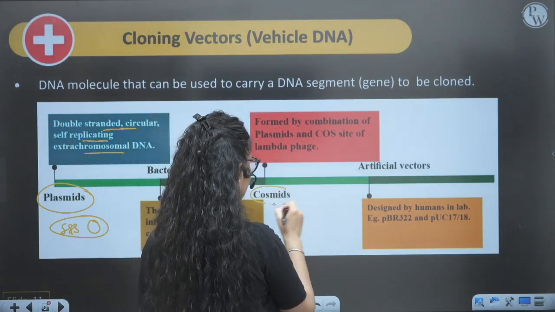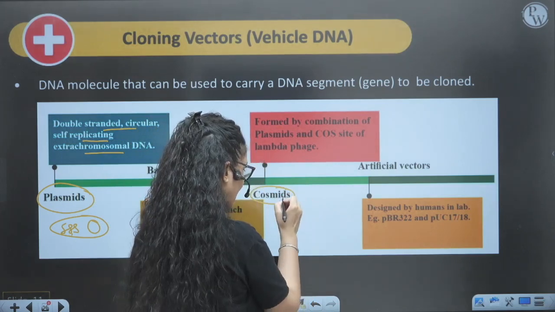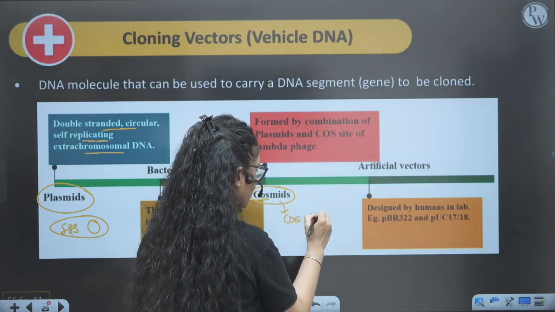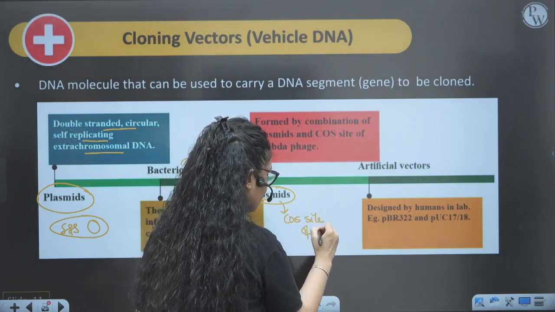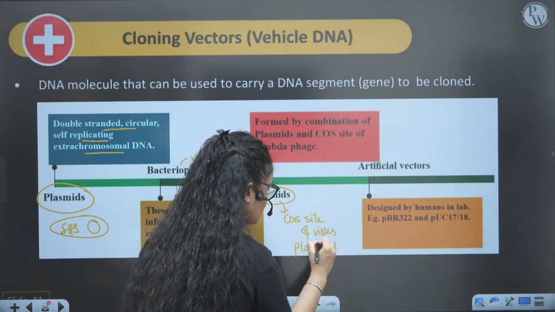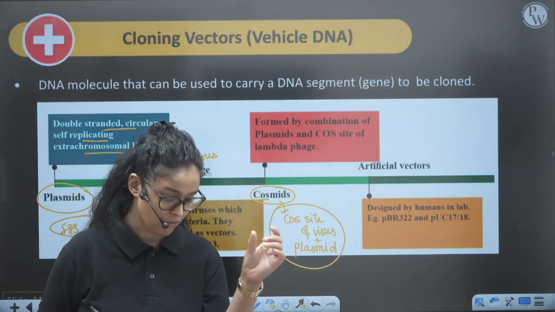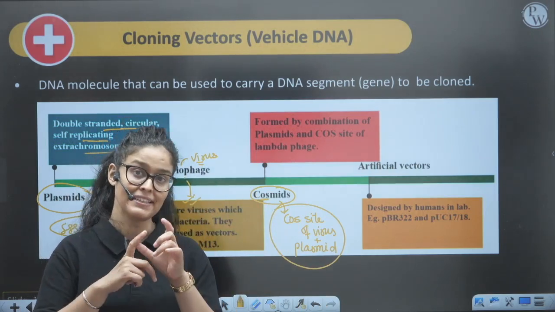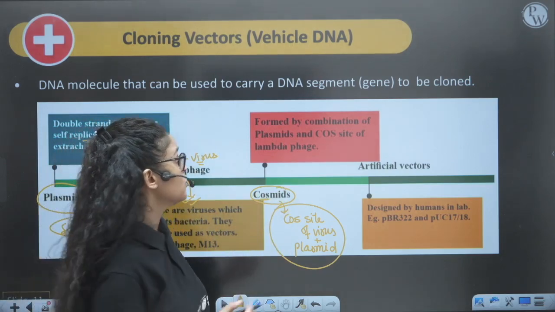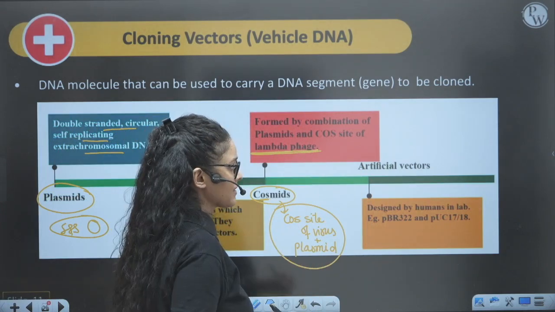Next is the cosmid. Cosmid is actually a combination of two things. One is a plasmid, the other is the cos site of a virus. So the cos site, the cohesive site of the virus, is pasted with the plasmid. We are having a combination of these two. The cos site of the virus is pasted with the plasmid, and an artificially modified cosmid is produced here, right? And obviously the cos site from the lambda phage virus is used.